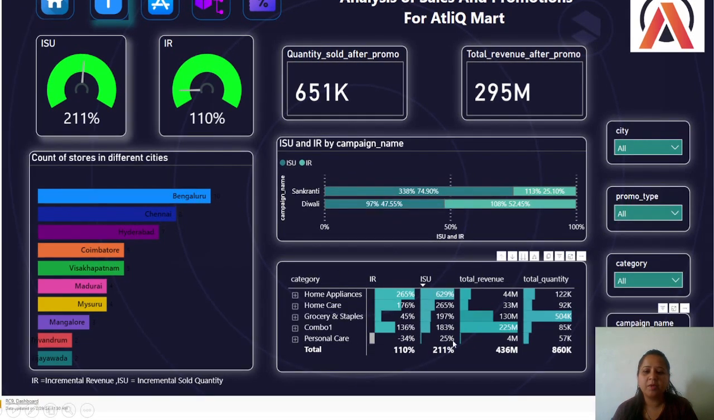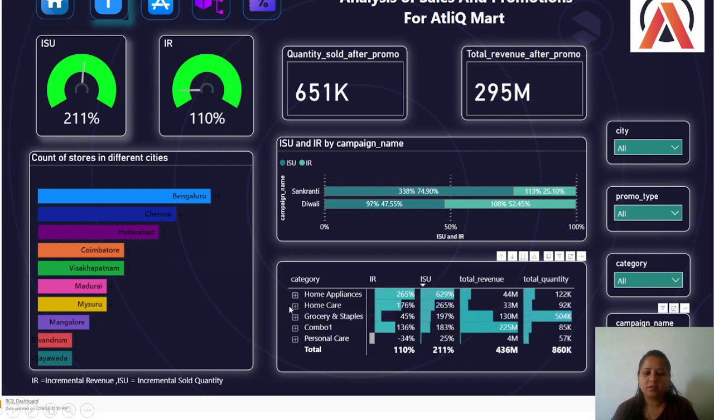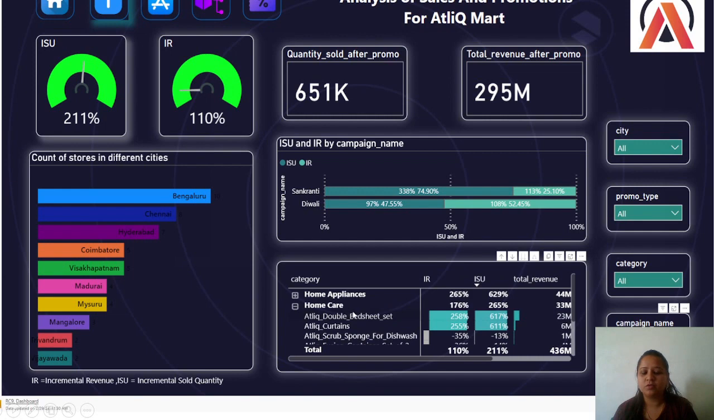And this table gives you the different categories, such as home appliances, and there are different products also. As you see, there is a waterproof immersion rod and a bulb. These are the two home appliances products. Then home care consists of different products, that is bed sheets, curtains, etc.